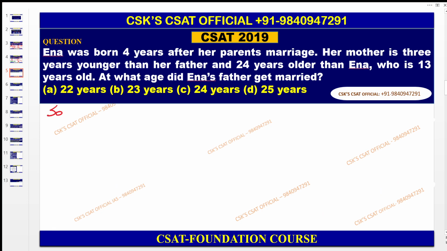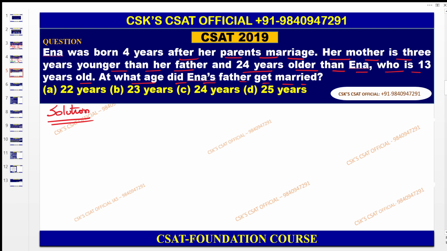Ina was born 4 years after her parents' marriage. Her mother is 3 years younger than her father and 24 years older than Ina, who is 13 years old. At what age did Ina's father get married?